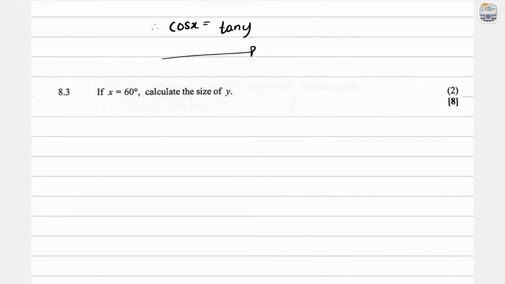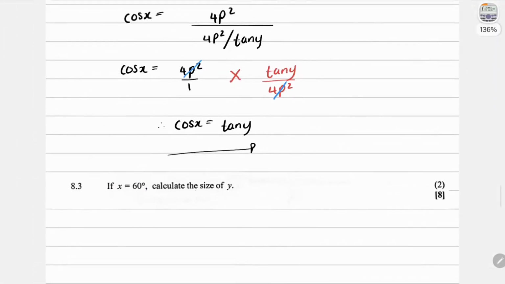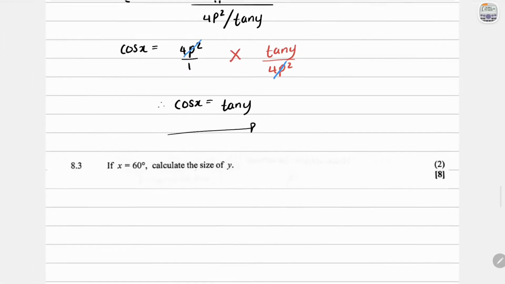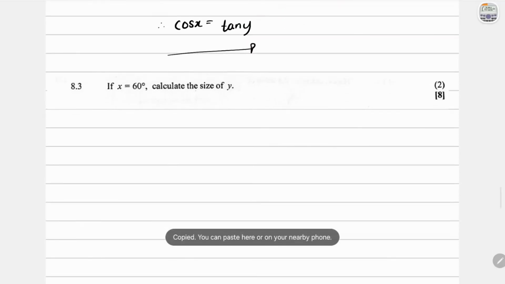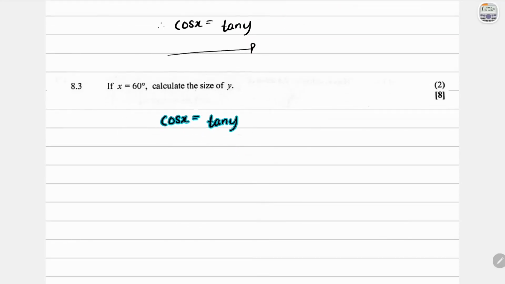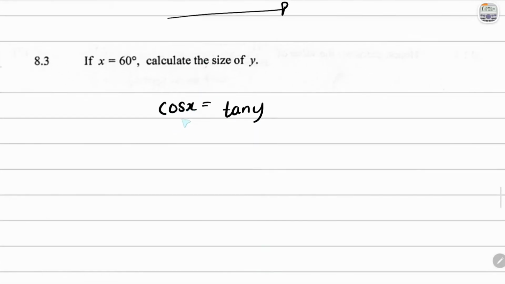Okay, question 8.3 says, if x is equal to 60 degrees, calculate the size of y. Okay, so how do we find y if we know what x is? They made this one really simple. Do you see that the last equation that we have, we only have x and y as the variables, and then of course our functions. So we can just substitute x into here. So therefore cos 60 degrees is finally equal to tan y.